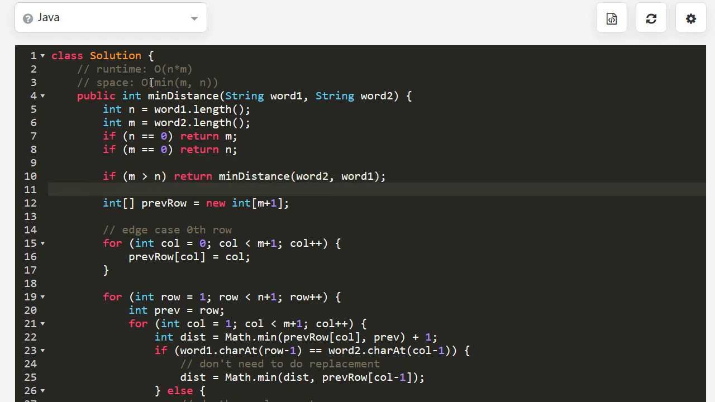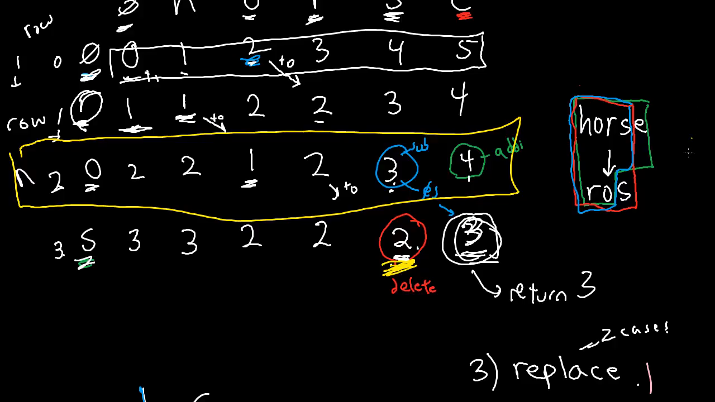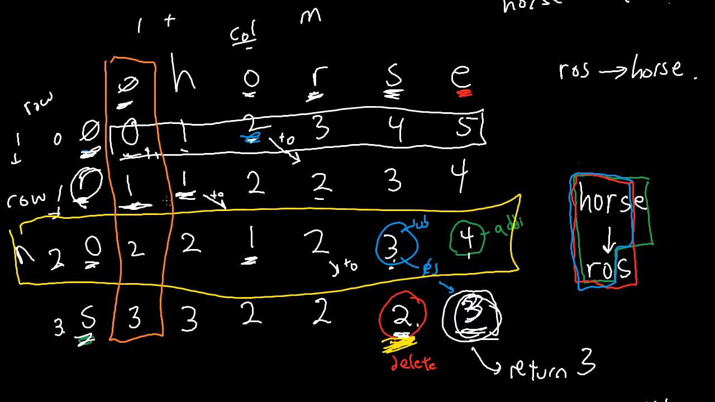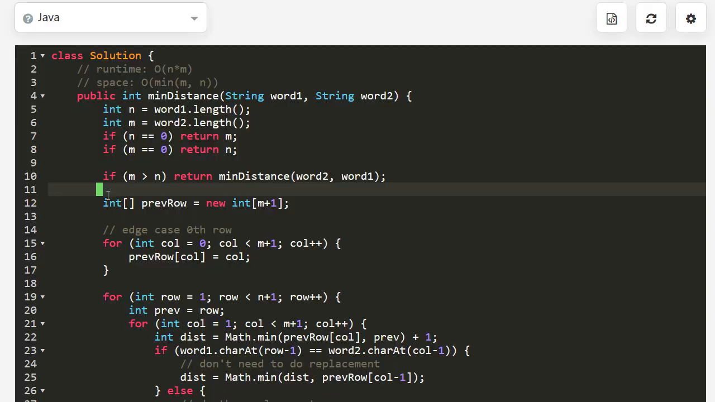And what this achieves is right now here, we're doing horse to Ross. But instead, I'm asking, let's solve how to go from Ross to horse, which will have the same edit distance. So it's going to be the same solution. But here you can see our previous row is going to become this instead. This becomes our previous row, and this is a much smaller space than storing this yellow box right here. And that's how we will achieve our minimum of m and n.